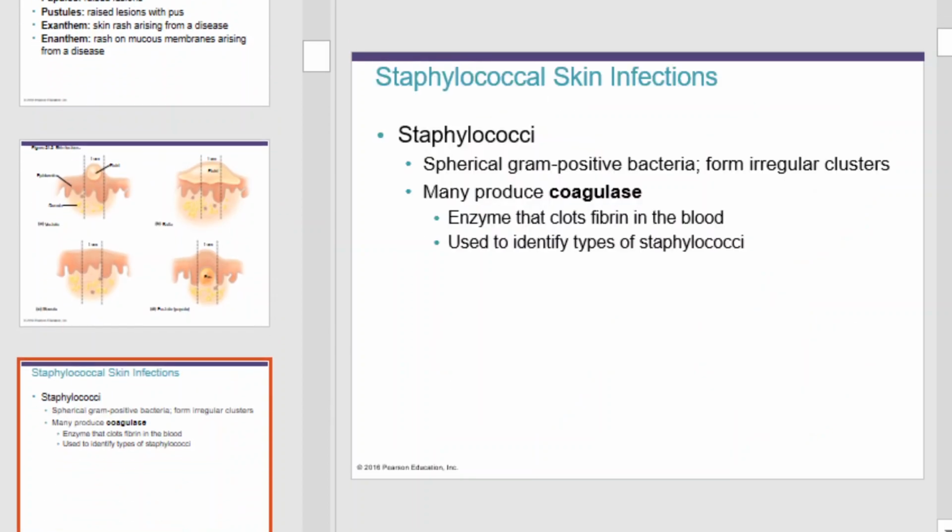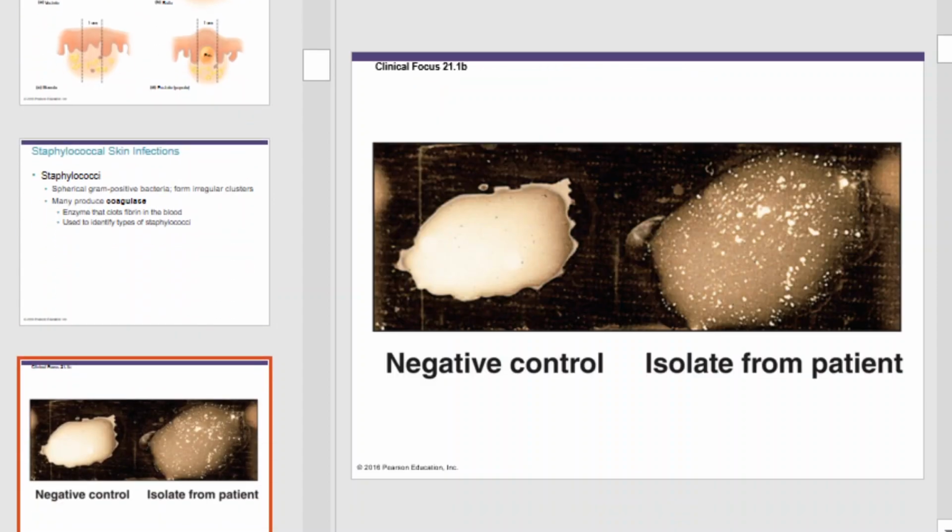At this point, we'll begin exploring different microbes that specifically inhabit your skin in both positive and negative ways, starting with staphylococci. Staphylococci are spherical gram-positive bacteria that form irregular clusters. Many produce coagulase, an enzyme that clots fibrin in the blood. On this slide, you can see a negative and a positive result of coagulation.